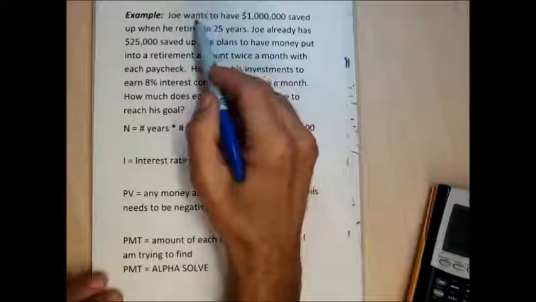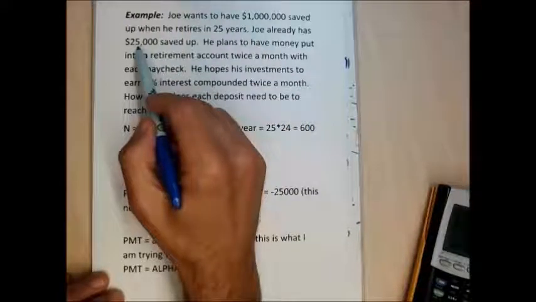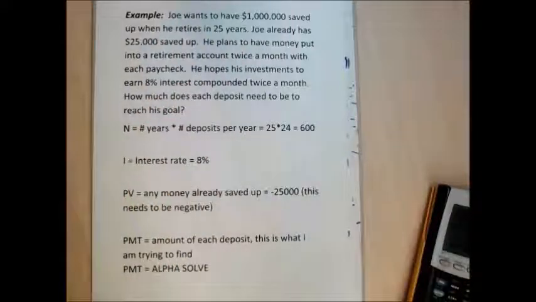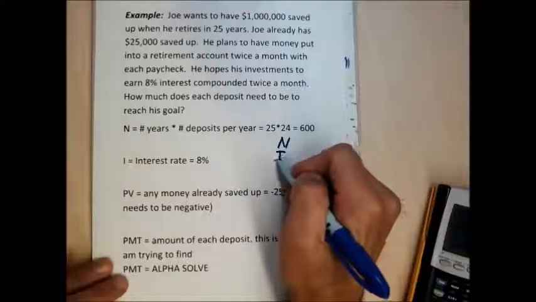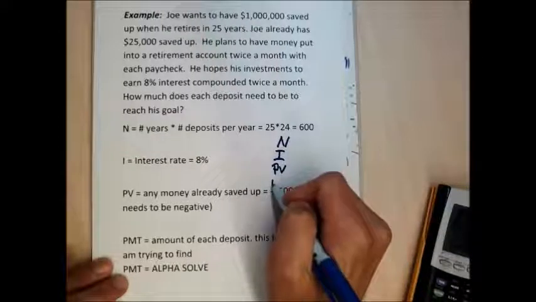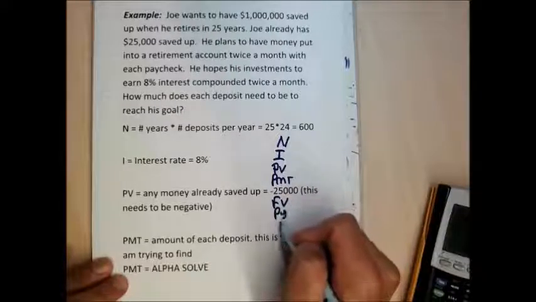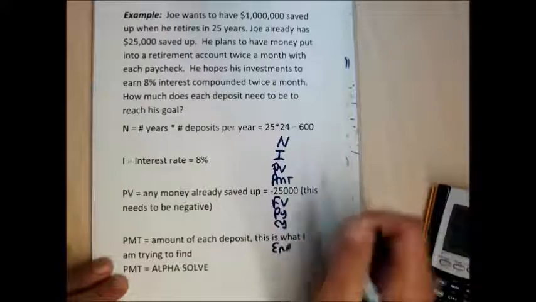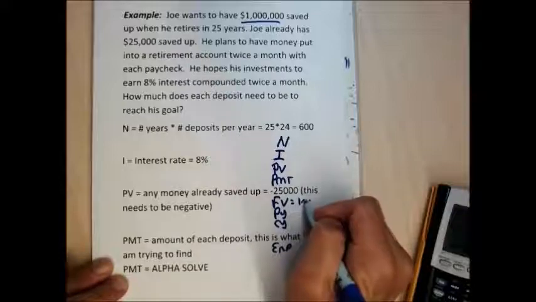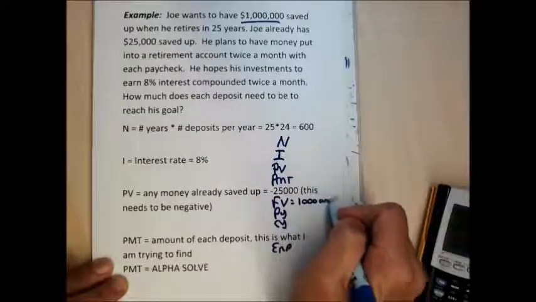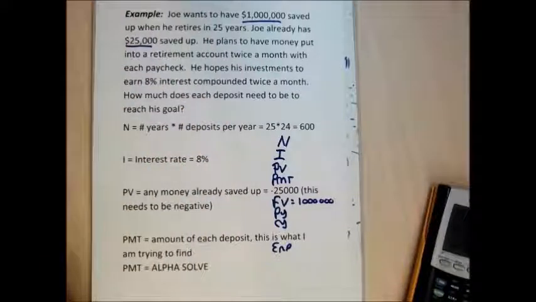So, example, Joe wants to have $1 million saved up when he retires in 25 years. Joe already has $25,000 saved up. Oh, there's so many numbers. Let me get them in my list of numbers here. First number, Joe wants to have $1 million saved up in 25 years. That's going to be the future value. He already has $25,000 saved up. That's a PV. That's a current balance.